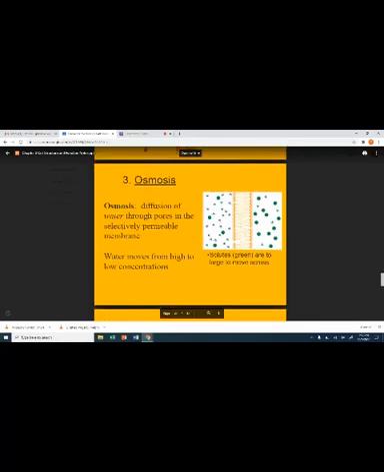Osmosis has to deal with the diffusion of water. Water is such a special molecule that it has its own name for the diffusion of it, osmosis. Water moves from where there's a lot of it to an area where there's not a lot of it, and it's going to go straight through the cell membrane. We're going to talk about the three osmotic solutions in just a few minutes.